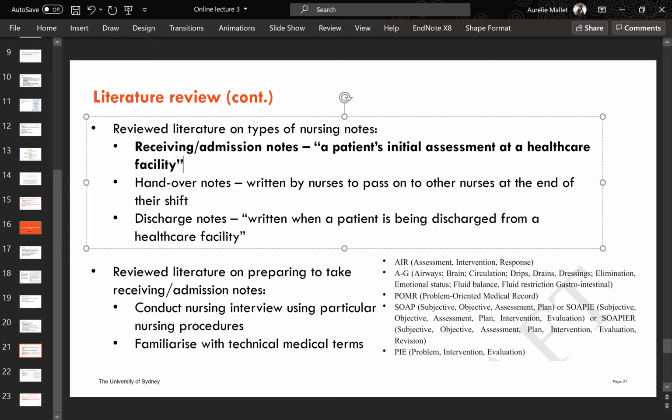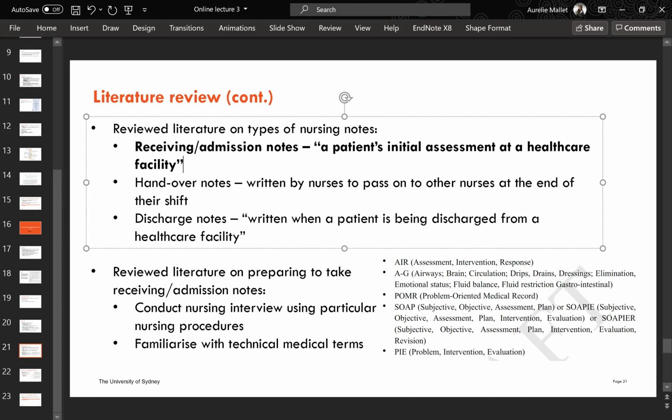Second type of nursing notes are handover notes. These are written by nurses to pass on to other nurses at the end of their shifts. Again, nurses don't work 24/7. At the end of a nurse's shift, it's going to be another nurse that's going to take over. On those handover notes, they will write things about the patients. So if they've given patients anything, any medication, for example, I'll talk about how their conditions are doing, so that the nurse that takes over knows what's happened during the day or the night.